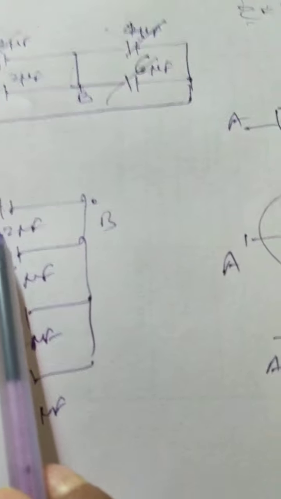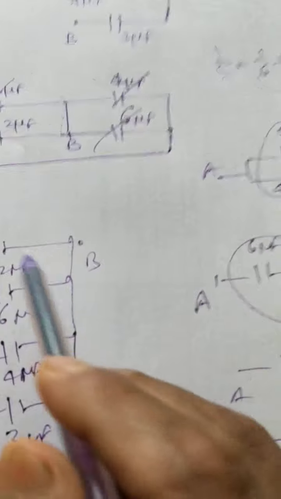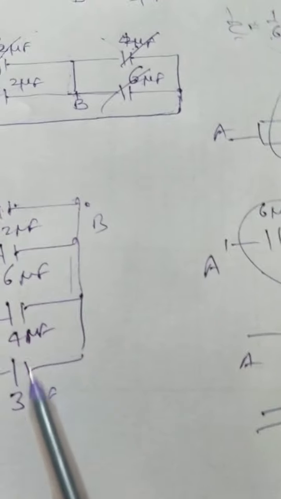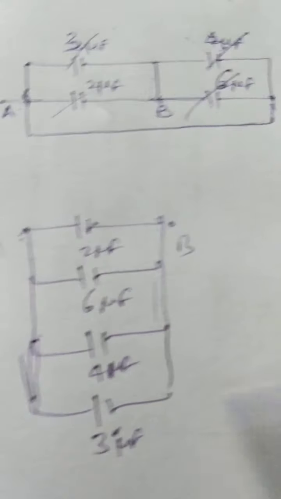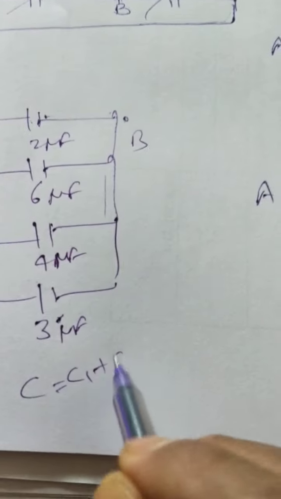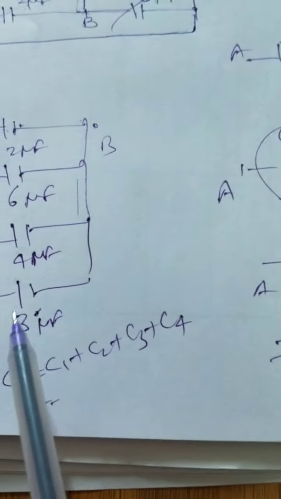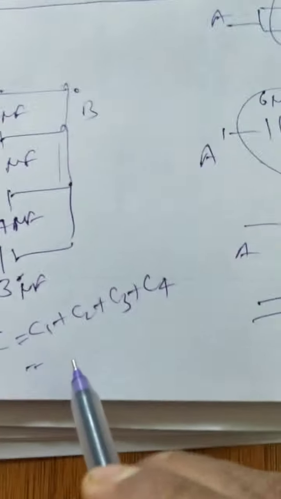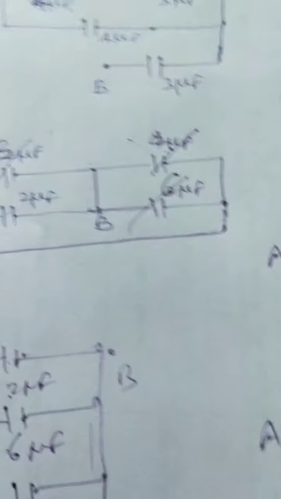Now here they have been changed. Look here, all the first plates are connected to the first point, and the second plates are connected to the second point. These 4 capacitors are connected in parallel. So what will be your formula? C is equal to C1 plus C2 plus C3 plus C4. When you put the values, 6 plus 2, 8 plus 4, 12 plus 3, 15. So your answer will be 15 microfarad.